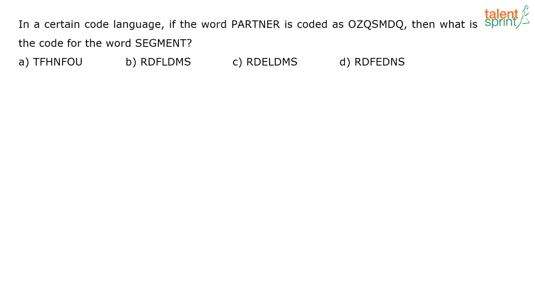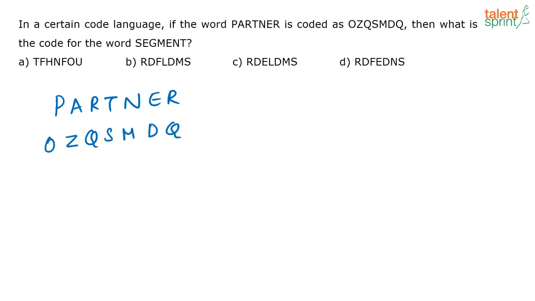So the first question from this topic, coding decoding, is there on your screen. First we'll look at fairly easy questions and then we will go about solving tougher ones. In a certain code language, if the word partner is coded as OZQSMDQ, then what is the code for the word segment? So what is given here? See, you have a word partner, PARTNER. Now this word is coded as OZQSMDQ. So what is the pattern that is being followed here?